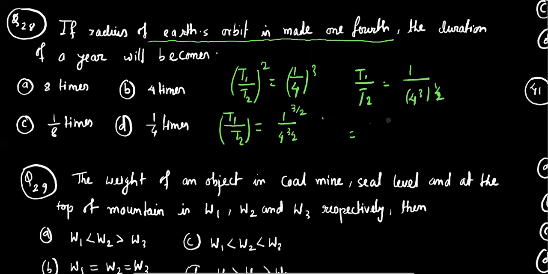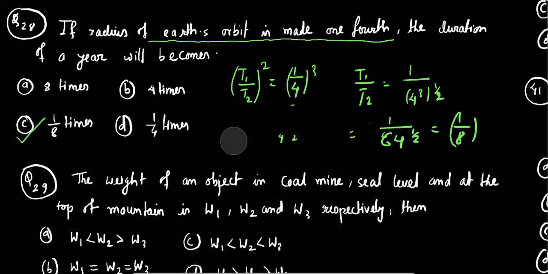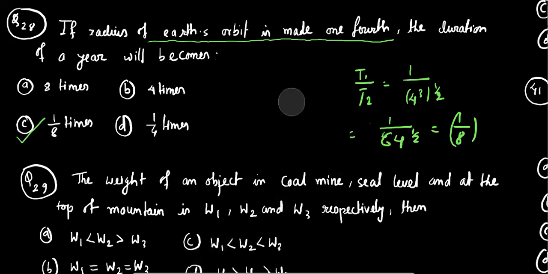And what about the 4 cube? The value of 4 cube is here, we can write this to be 64, and its square root, which means that its value is 1 by 8. So time period will be 1 by 8 times is the proper answer. Okay, so this is a lengthy process.